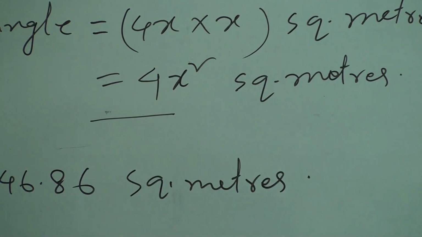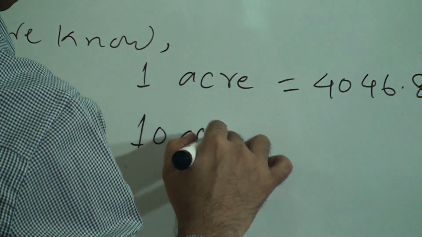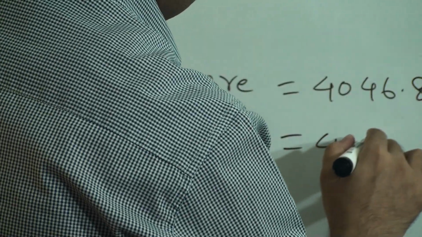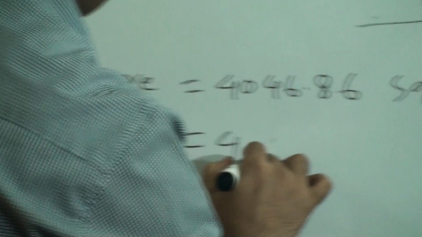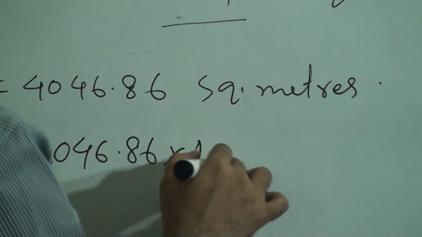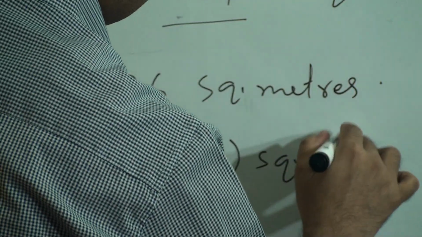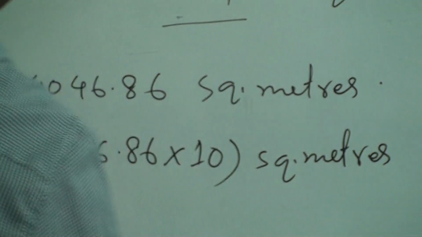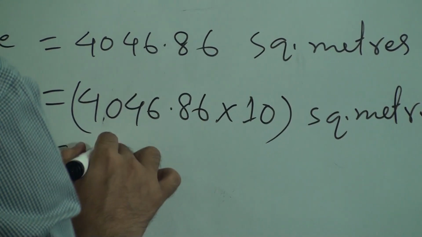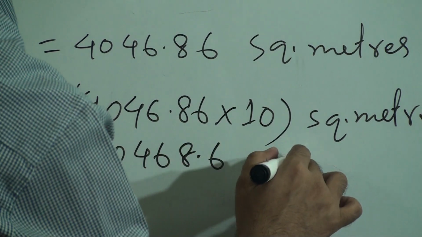Therefore, the area of the rectangle is given, that is 10 acres. So 10 acres equal to, we have to multiply this by 10, 4046.86 multiplied by 10 square meters. So we can write here 40468.6 square meters.